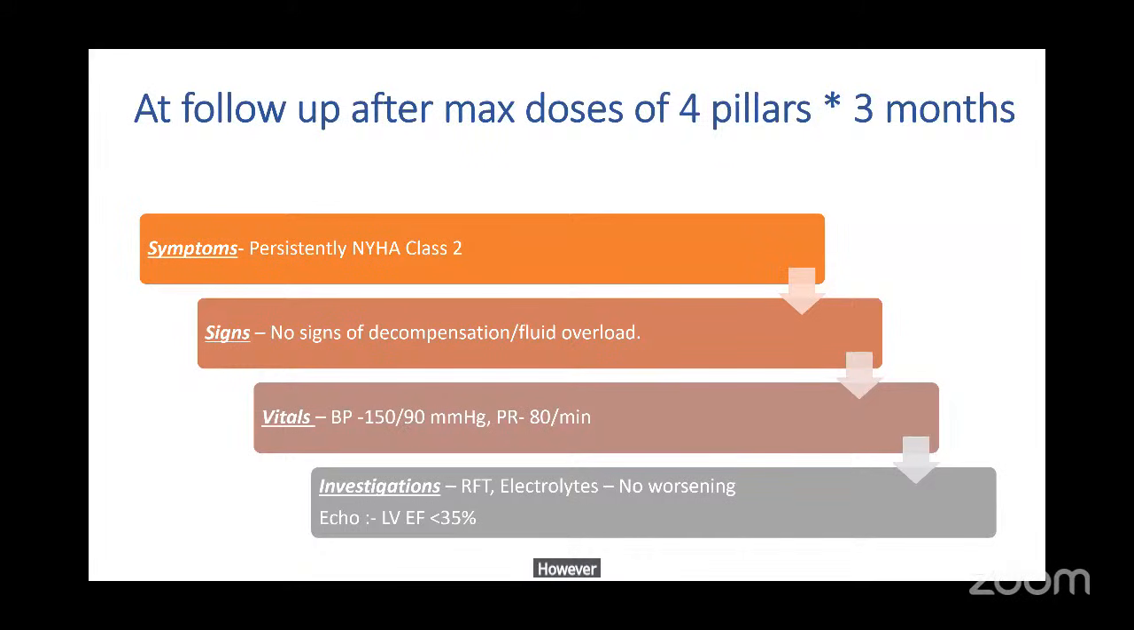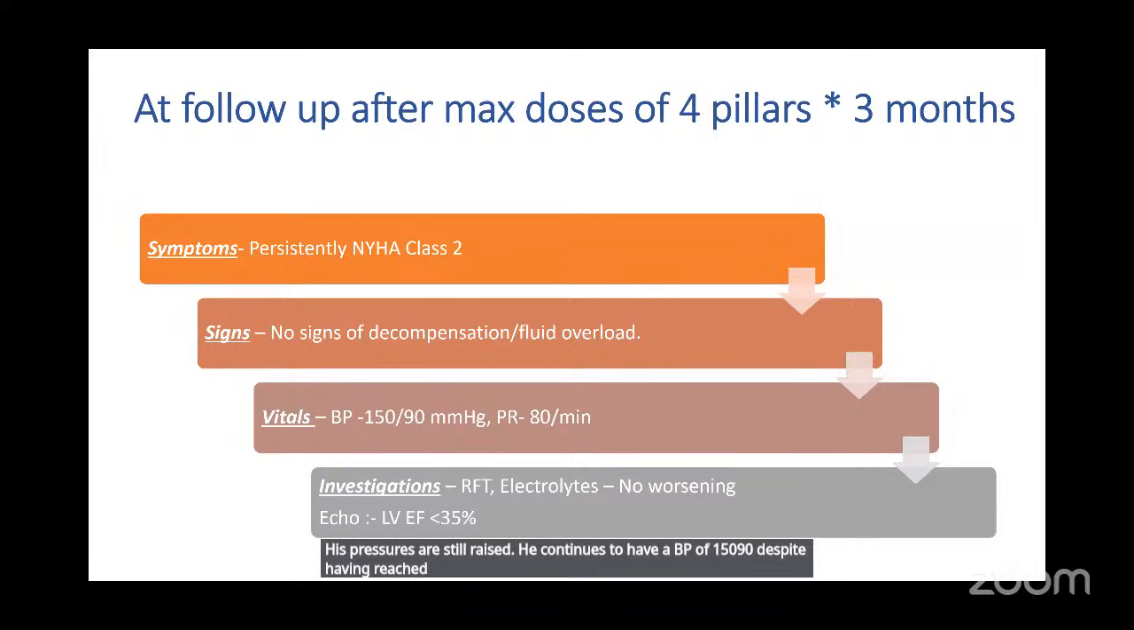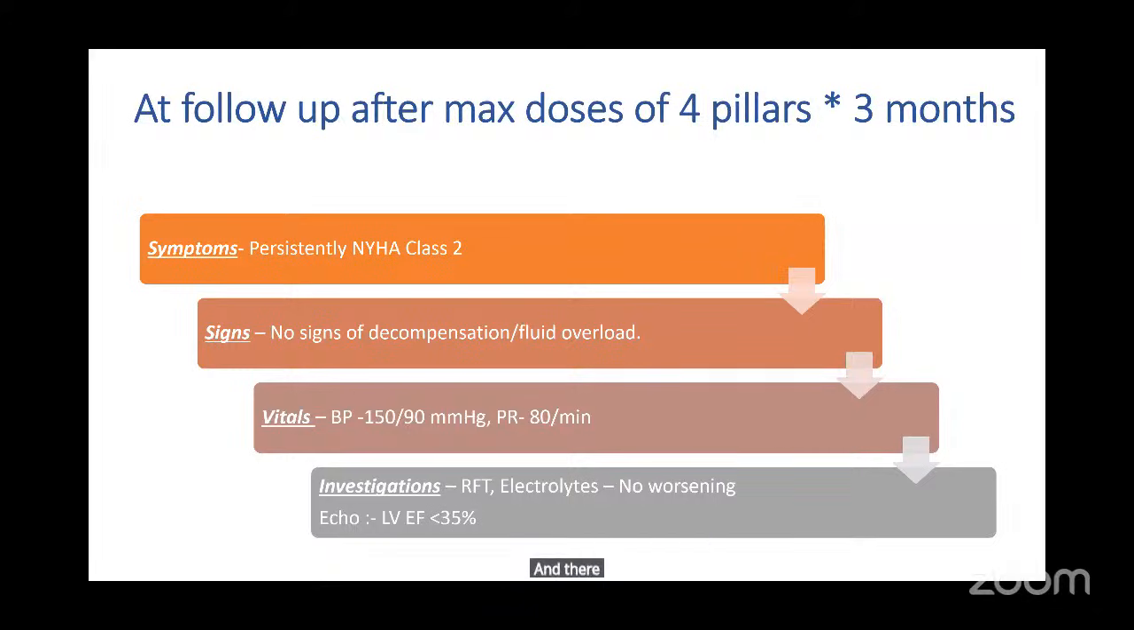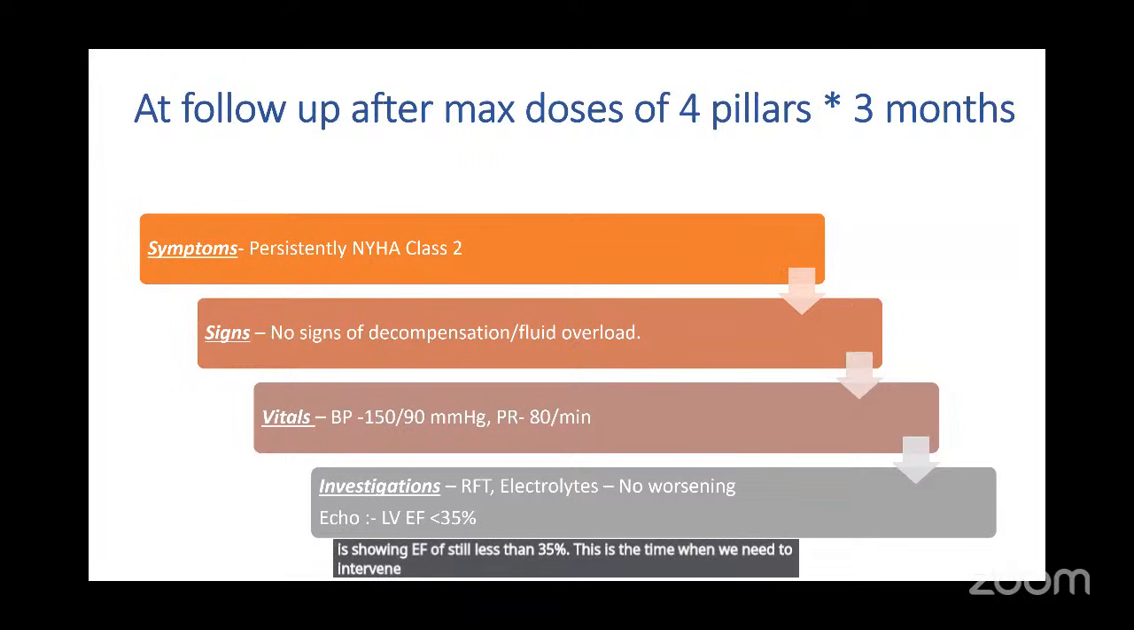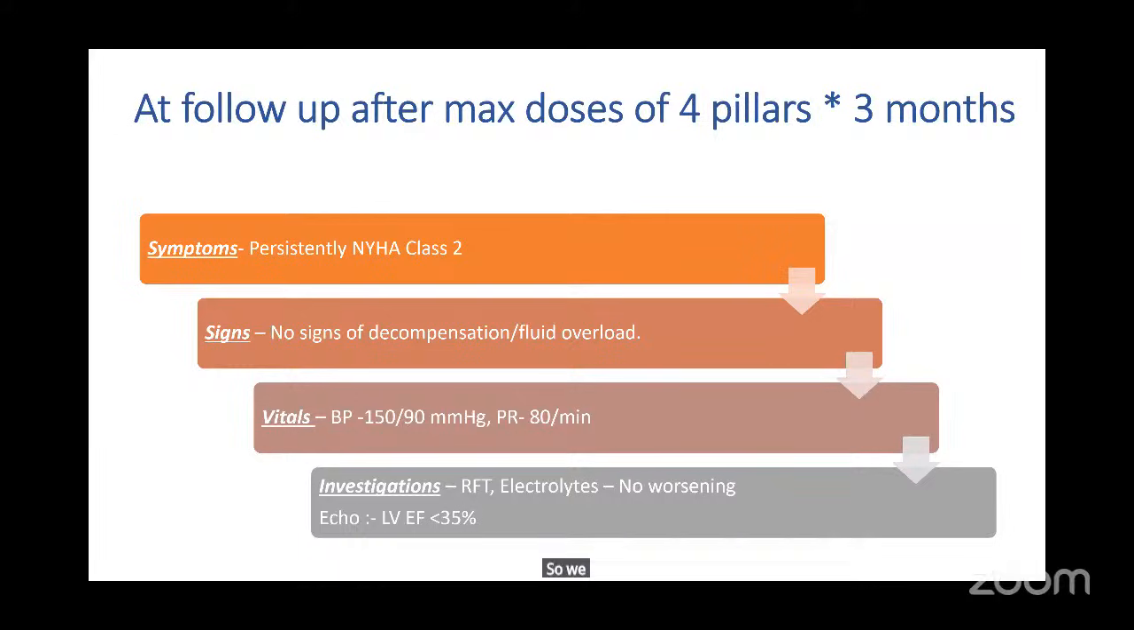However, on signs, there are no signs of decompensation or fluid overload. His pressures are still raised. He continues to have a BP of 150/90 despite having reached the maximum doses. And there is no worsening of RFTs or electrolytes. His echo is showing EF of still less than 35%. This is the time when we need to intervene. He has reached maximum doses of all four pillars. So we need to add the second line drug.